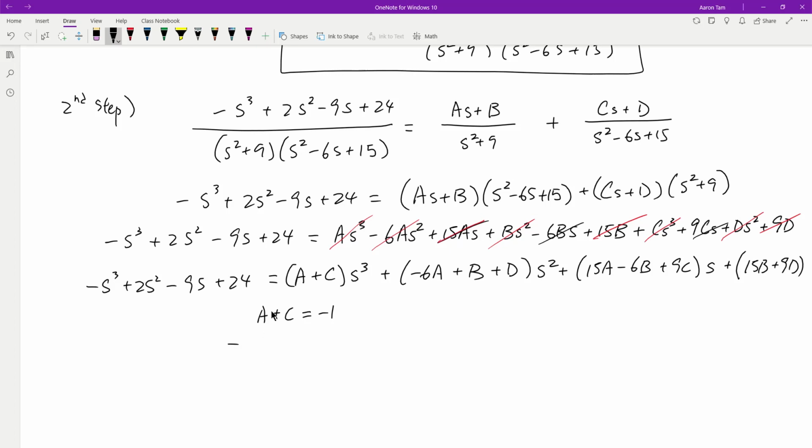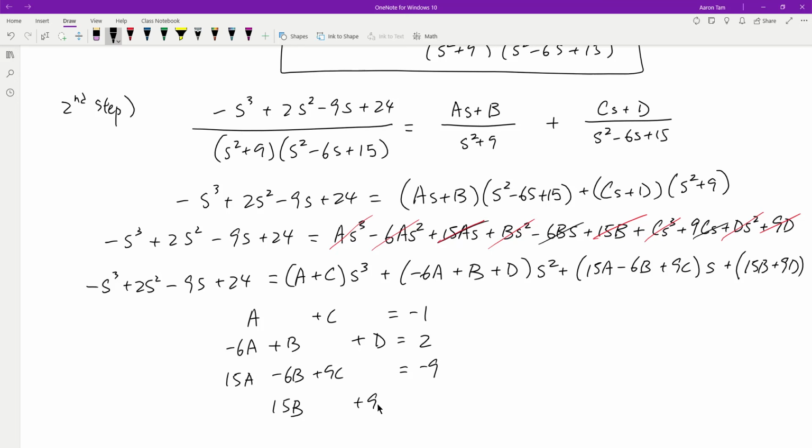Negative 6a. Okay, maybe I can write better. A plus c equals negative 1. Negative 6a plus b plus d equals 2. 15a minus 6b plus 9c equals negative 9. And then finally, I have 15b plus 9d equals 24.